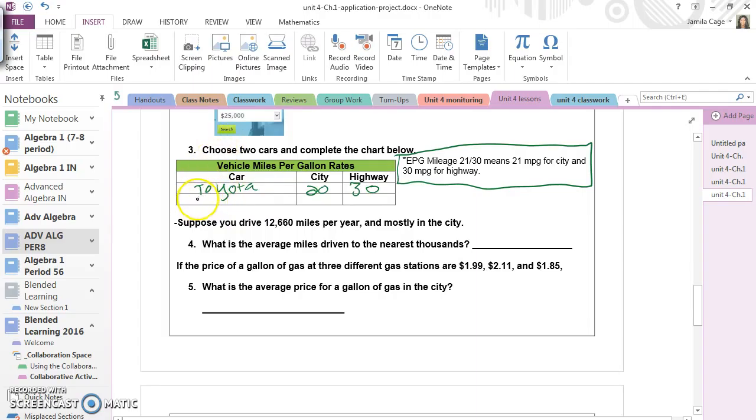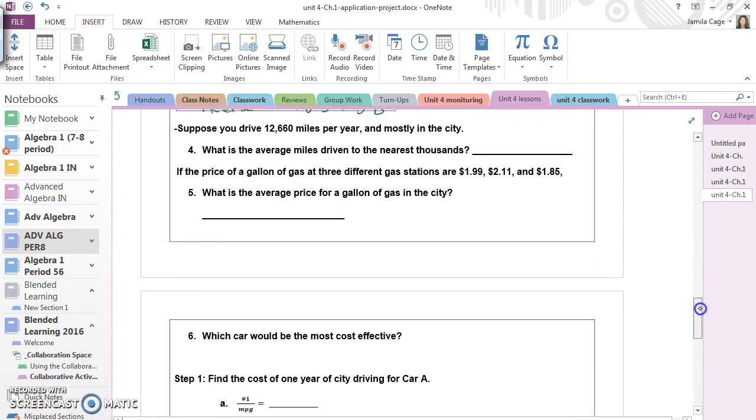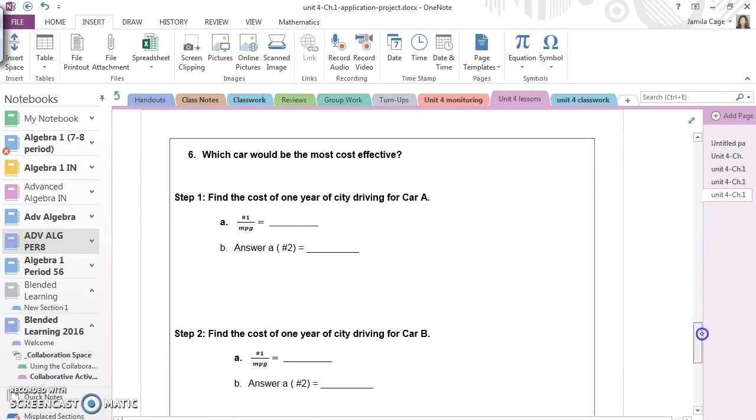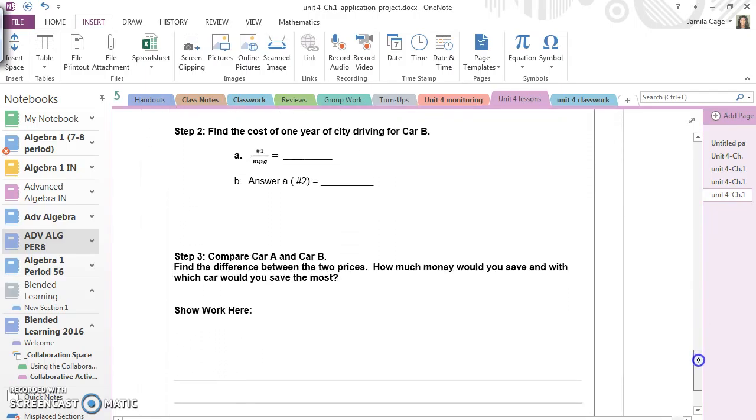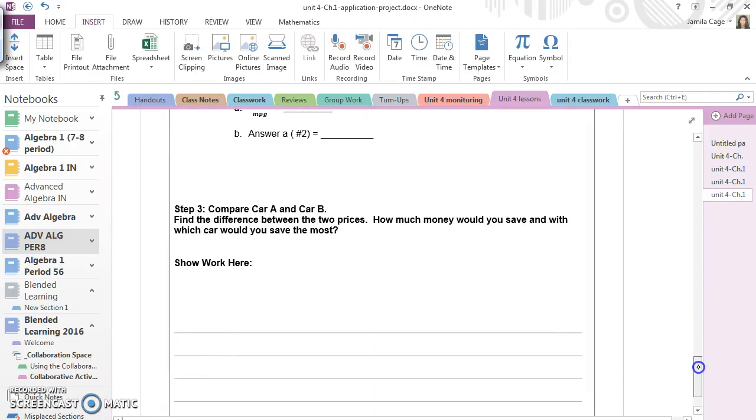Or if it's a, let's say, what's another type of car? Acura. And maybe the Acura gets 25 city and 38 highway. This is just an example. You need to fill in your chart, and then you're going to follow the steps which are similar to the steps from above in order to find which car is most cost effective.